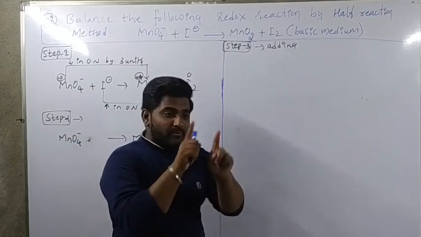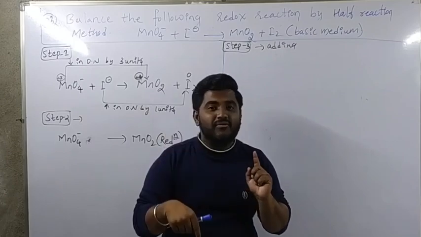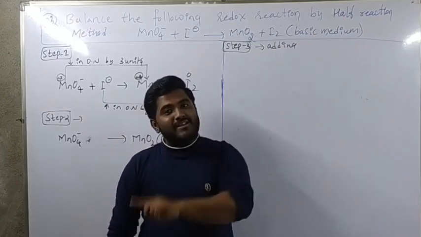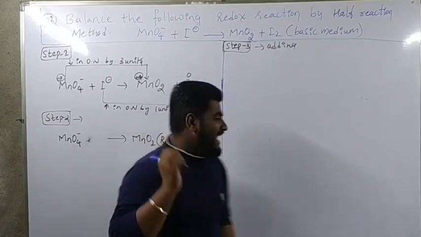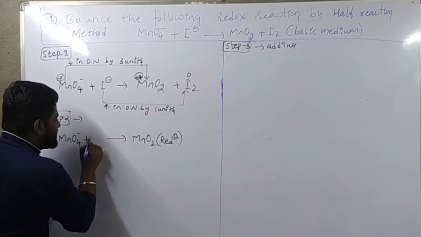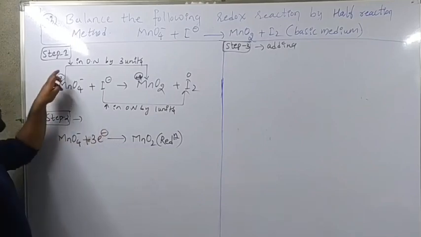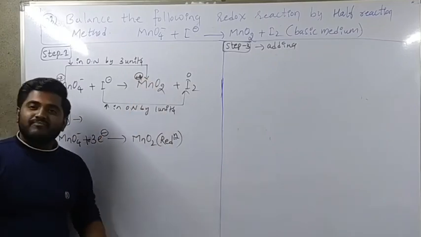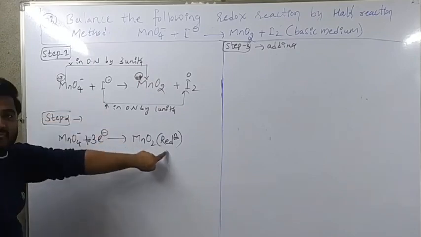But how much it is decreased? 3 units. So if 1 unit is decreased, plus 1 to 0, how to make it? Minus 1 we have to add. Plus 1 minus 1 is 0. Plus 7 to plus 4, 3 units is decreased. That means 3 electrons are added. Very important: 3 units is decreased means 3 electrons are added. So plus 7 minus 3, how much? Plus 4. That is what this side. Clear? Yes. So this is the reduction half reaction.